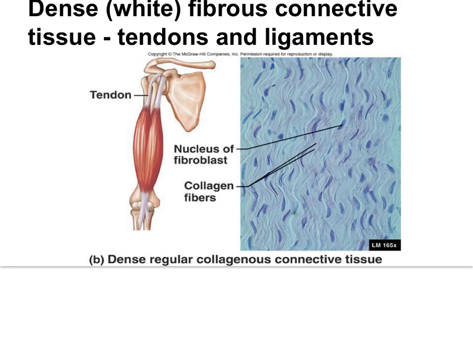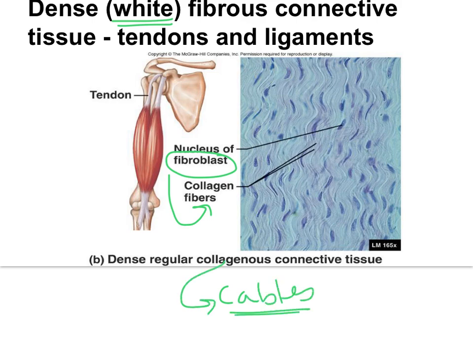Another type of tissue is called dense fibrous connective tissue. Sometimes it's called white or dense white fibrous connective tissue. In this case, we see these fibroblasts, but now in this tissue, we're just making collagen fibers. And remember, these are like strong cables. The collagen fibers are very, very strong, and they're almost kind of braided together.